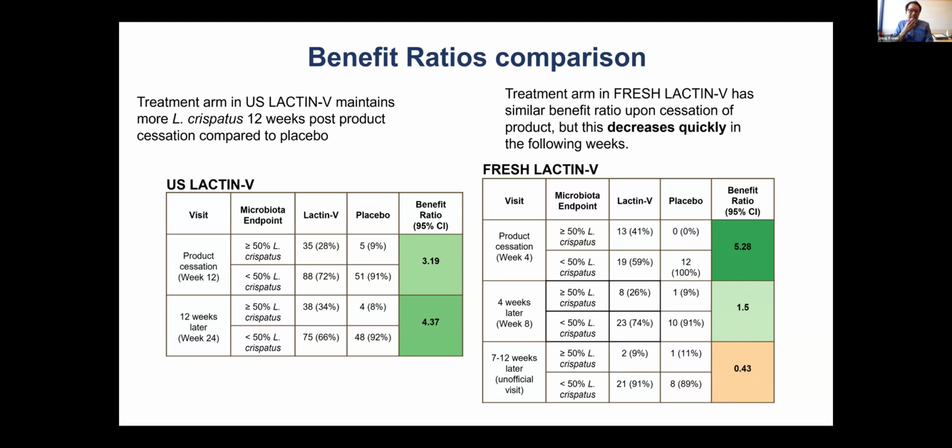And why that is, obviously, we don't know, because there were a number of important differences between the two studies. Whether that had to do with the way metronidazole was given, the duration of treatment with Lactin-V, or the differences in the populations, I think remains to be seen.